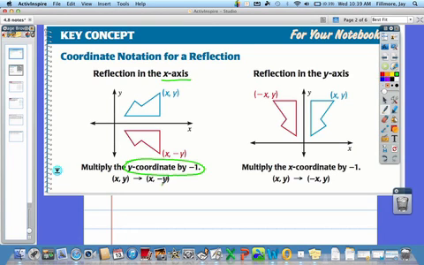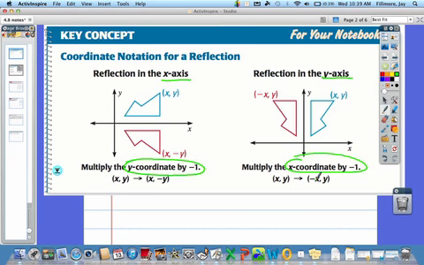The opposite is true for a reflection over the y-axis. The x-coordinate would be multiplied by -1. If it was positive, it would become negative. If it was negative, it would become positive. And you should have also discovered that if you reflected over both the x and the y-axis, both coordinates would be multiplied by -1, so both coordinates would end up changing signs. So that's a brief summary of what we covered with translations and then reflections.